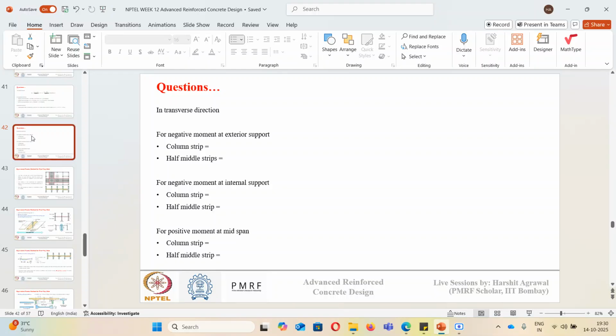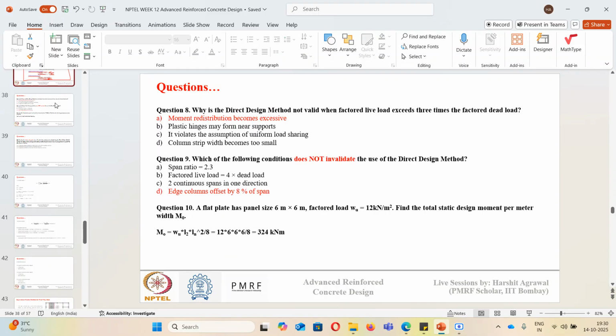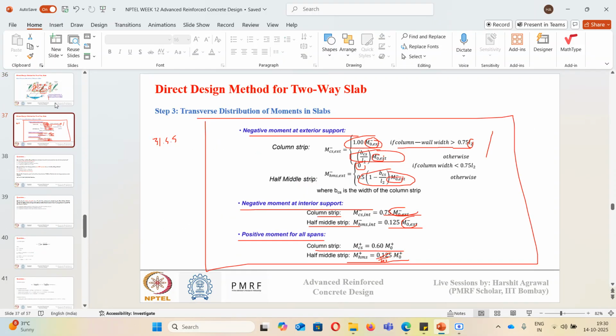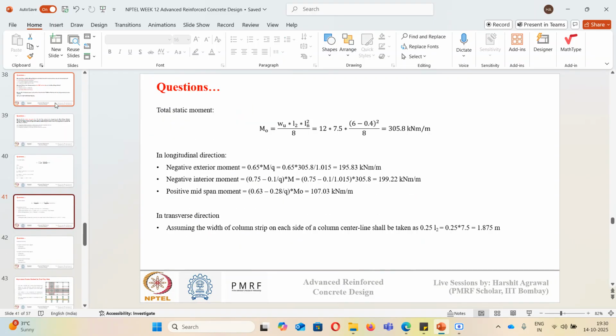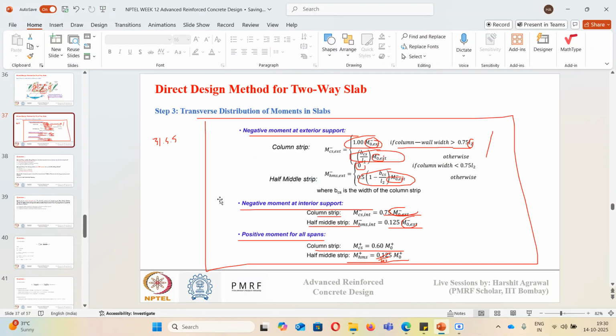Okay, so in the transverse direction, we first need to check this criterion: is the column width greater than 0.75 times L2 or not. For this, the column width is given as 400 mm, and 0.75 times L2 will be 0.75 times 7.5 meters, so that will be 5625 mm. Since my column width is less than 0.75 times L2, I will use the second formulas for distribution of moment in the negative direction.